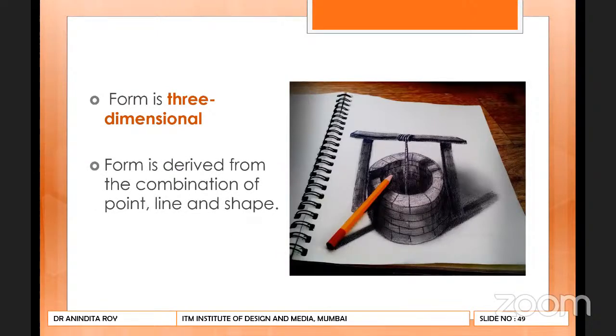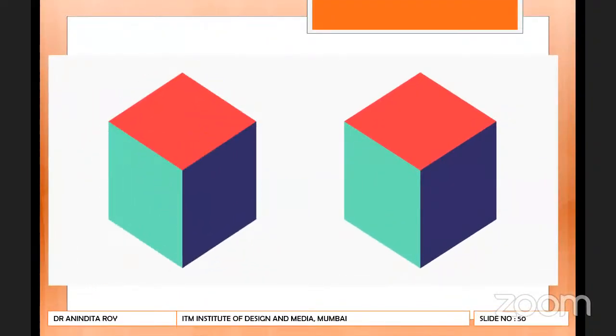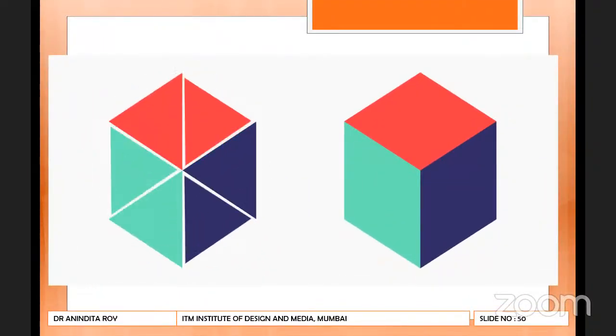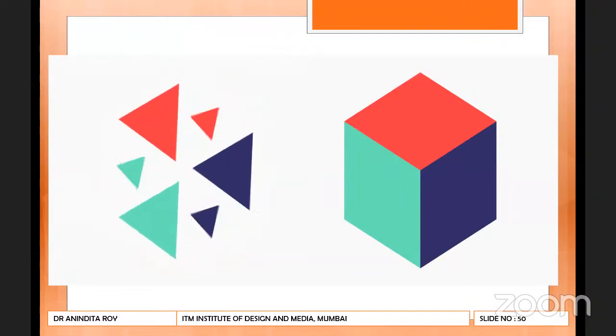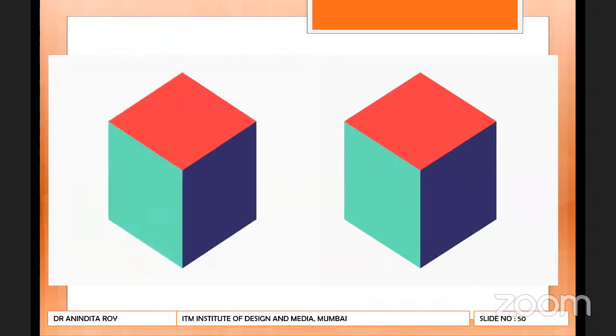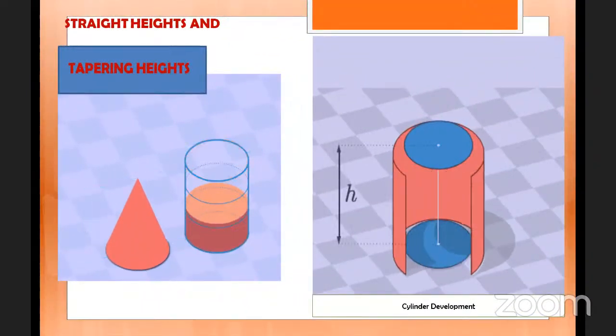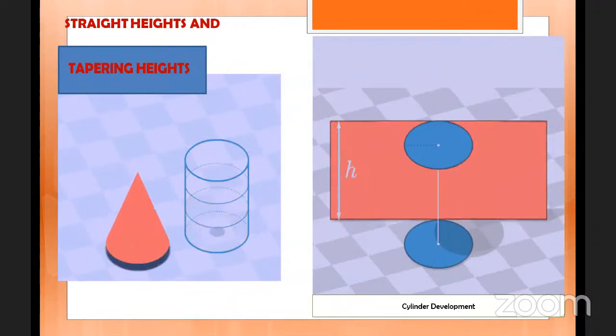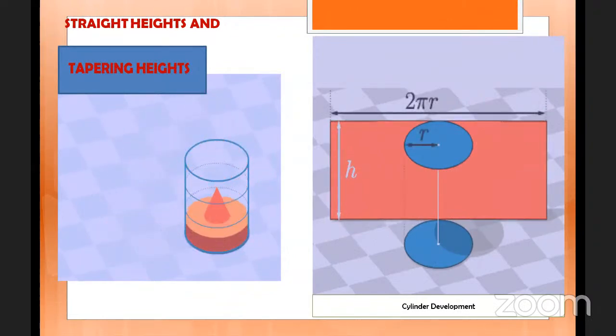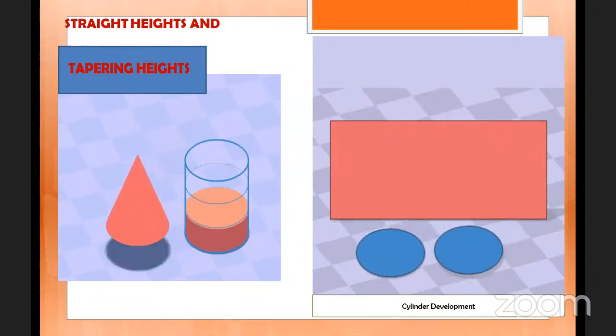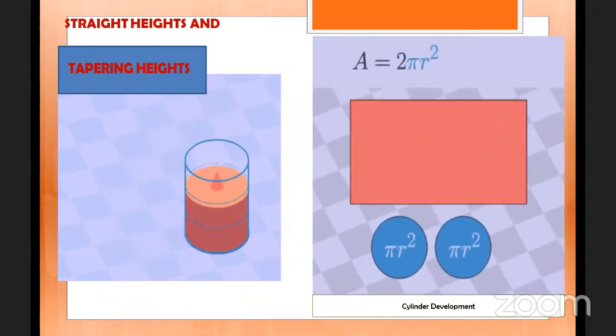So we can say that form is derived from point, line, and shape, right? It's a combination of all three. And we arrive at a form that is our final design. So simple form, cube, and then we have tapering forms also. So if we taper the height, we get a different form. Like we have a cylinder, and if we taper the height of the cylinder, we get a cone, right?